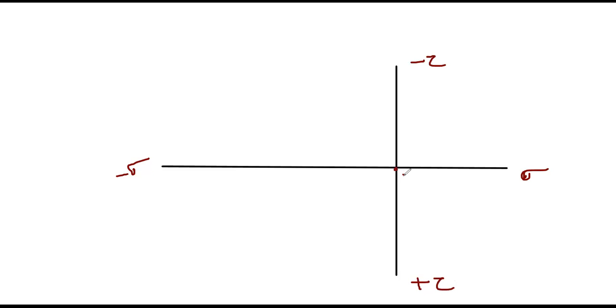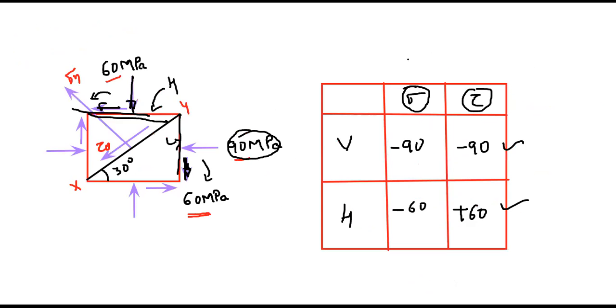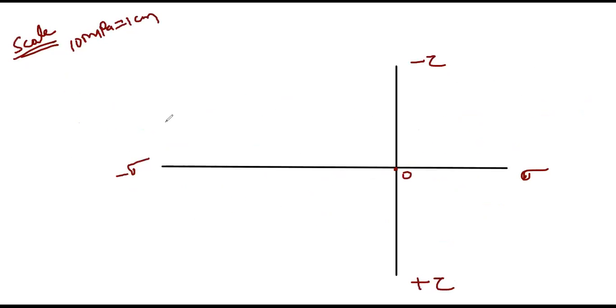This is our reference point O. So let us assume some scale for this. Let the scale be 10 megapascal equal to 1 centimeter. Then in the sigma axis, it is minus 90 megapascal. 90 megapascal in the sense I need to draw 9 centimeter. Here it is negative, so from O to here, it is 9 centimeter.